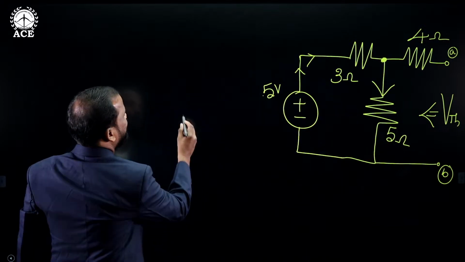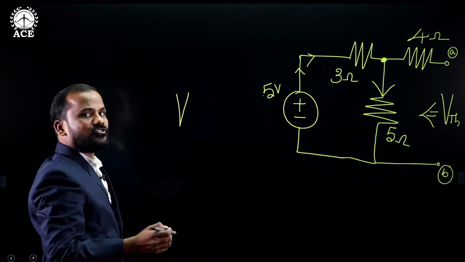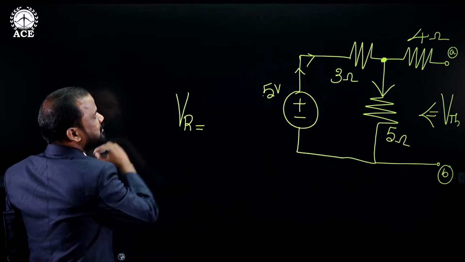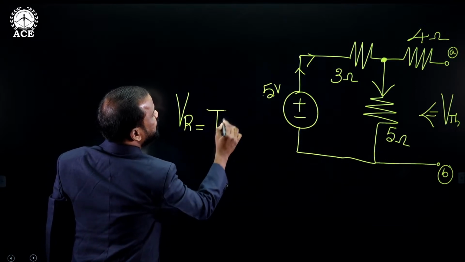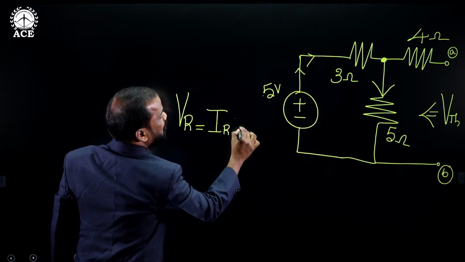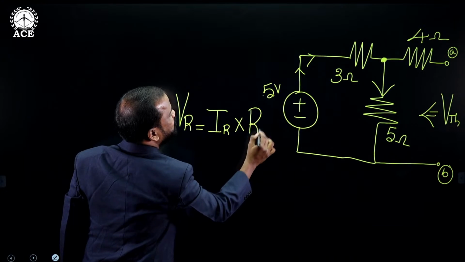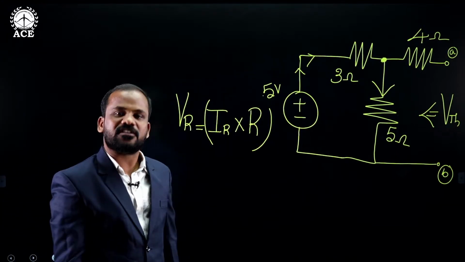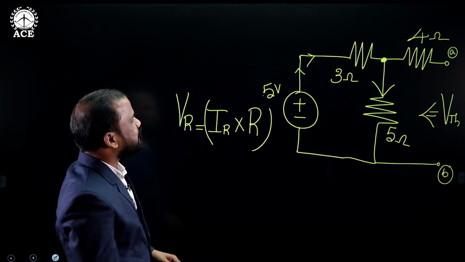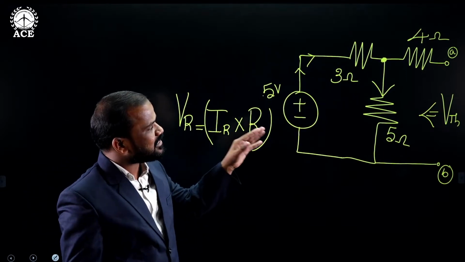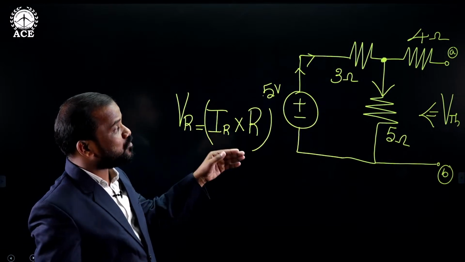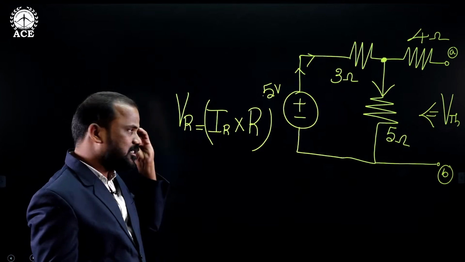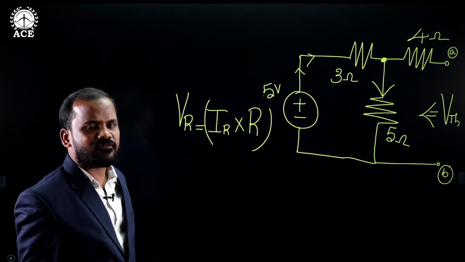voltage drop. What is the formula we are using to find the voltage drop across a resistor? V suffix R, that is the voltage drop across the resistor, is equal to the current flowing through that resistor multiplied with the value of that particular resistor. Got it? So while we are calculating the value of Thevenin's voltage across the terminals A and B, no need to go for another procedure, just apply this concept, you will get the value of Thevenin's voltage.